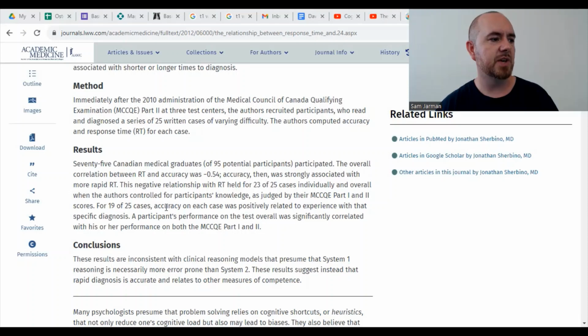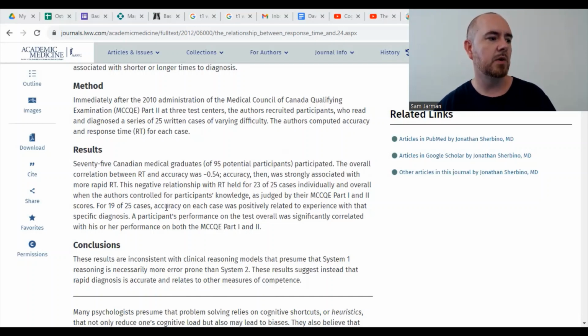75 Canadian medical graduates of 95 potential participants participated. The overall correlation between reaction time and accuracy was negative 0.54. Accuracy then was strongly associated with more rapid response time. This negative relationship with response time held for 23 of 25 cases individually and overall when the authors controlled for participants' knowledge as judged by their MCCQE Part 1 and 2 scores. For 19 of 25 cases, accuracy on each case was positively related to experience with that specific diagnosis.